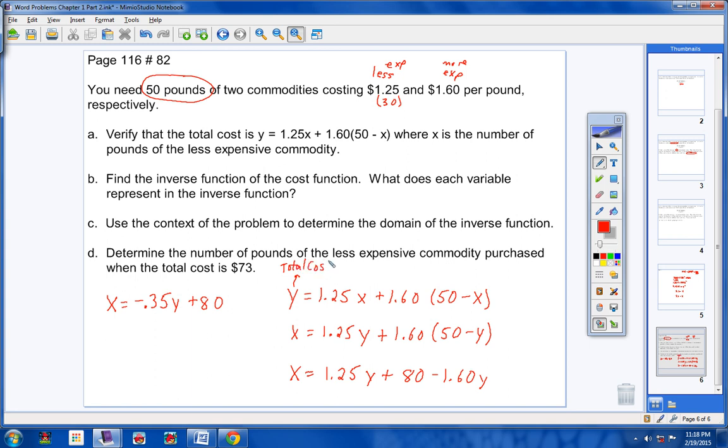I knew that because it says verify the total cost is this right here, and x is the number of pounds of the less expensive commodity. So you put in the pounds of the lesser commodity here and here, and then you get out the total cost. Okay, so y is your total cost, x is your lesser commodity.